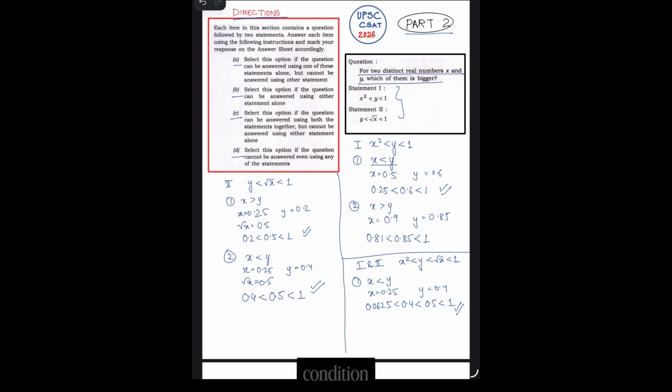Now let us take condition 2 in which x is greater than y. So we will take x as 0.25 and y as 0.2. Now x square will become 0.0625. So 0.0625 is less than 0.2, which is less than root x. Root x is 0.5 and this is less than 1. So in both the cases the condition is satisfied. So even after using both the statements together, we still cannot determine which number is larger. Therefore the correct option is option D. Even both statements together are not sufficient to answer the question.